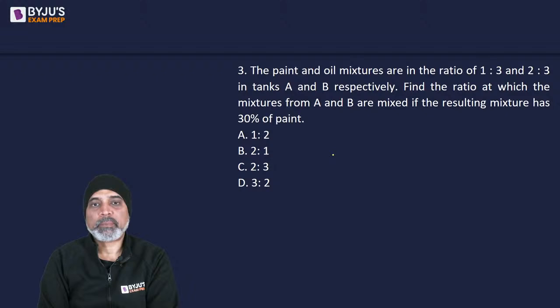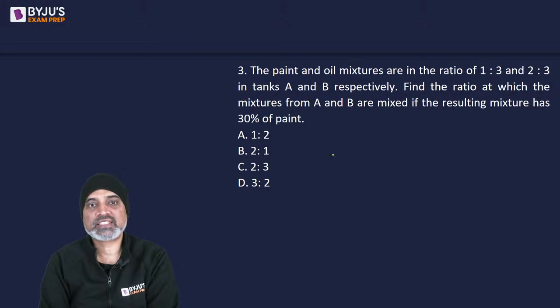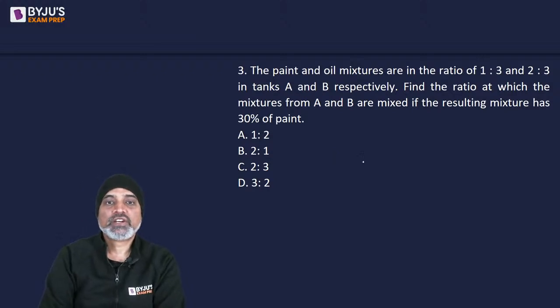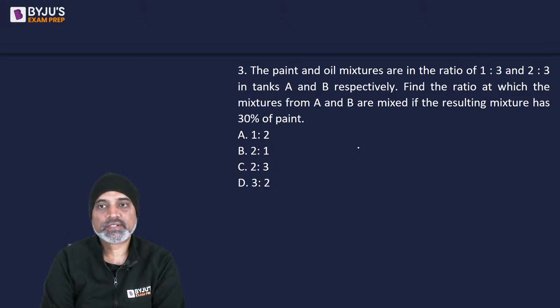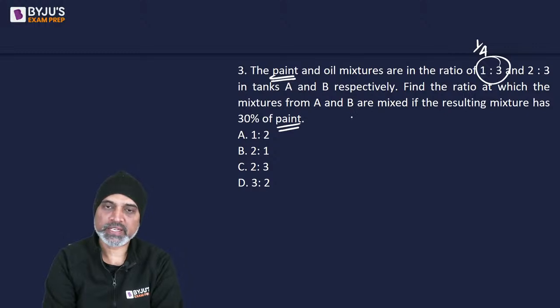Next one. The paint and oil mixtures are in the ratio 1:3 and 2:3 in tanks A and B respectively. Find the ratio at which the mixtures from both these are supposed to be mixed if the resulting mixture has 30% of paint. So if you look at this, can we say that paint is 1/4 of the total volume, right? So we are going to work on paint, okay? Because the resultant is given as paint, so it will make things easier.